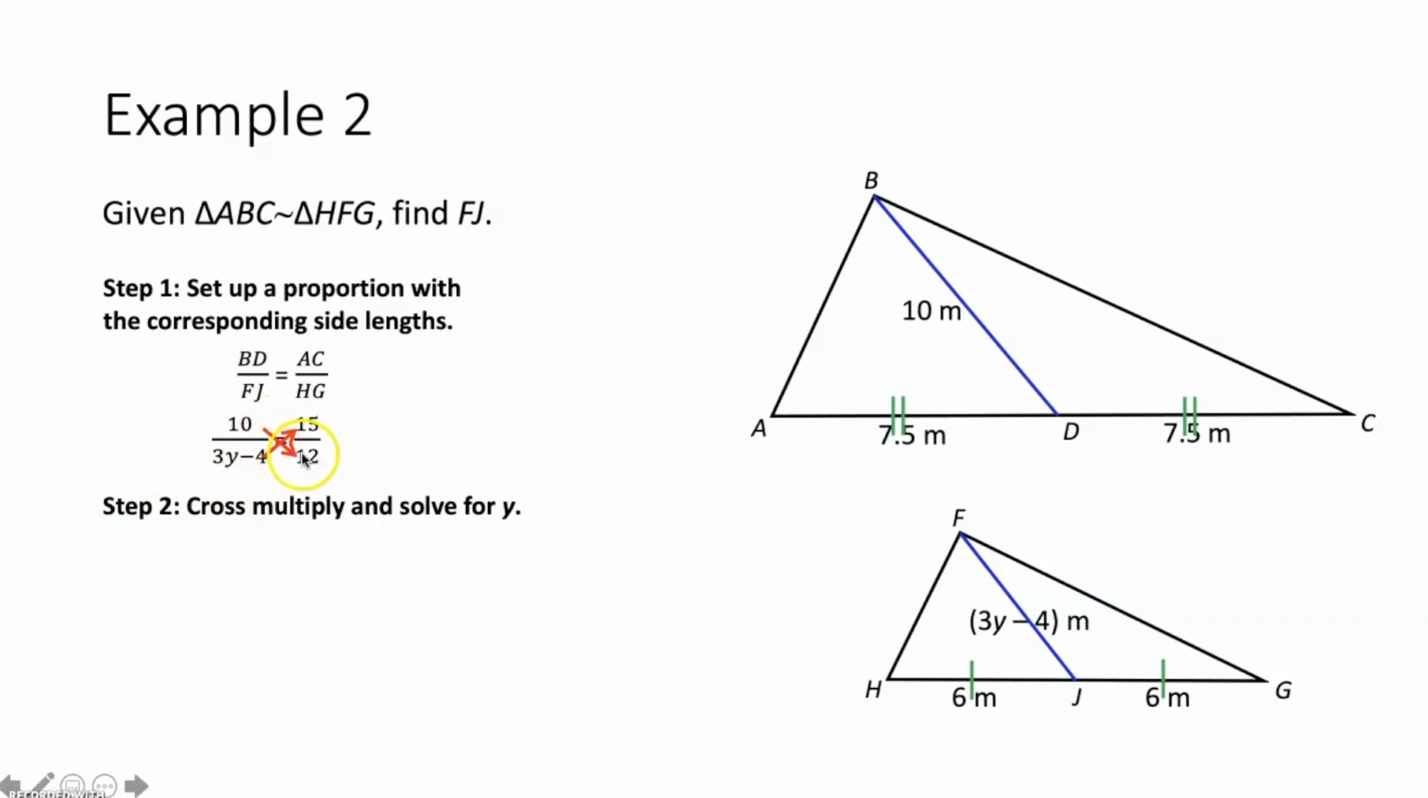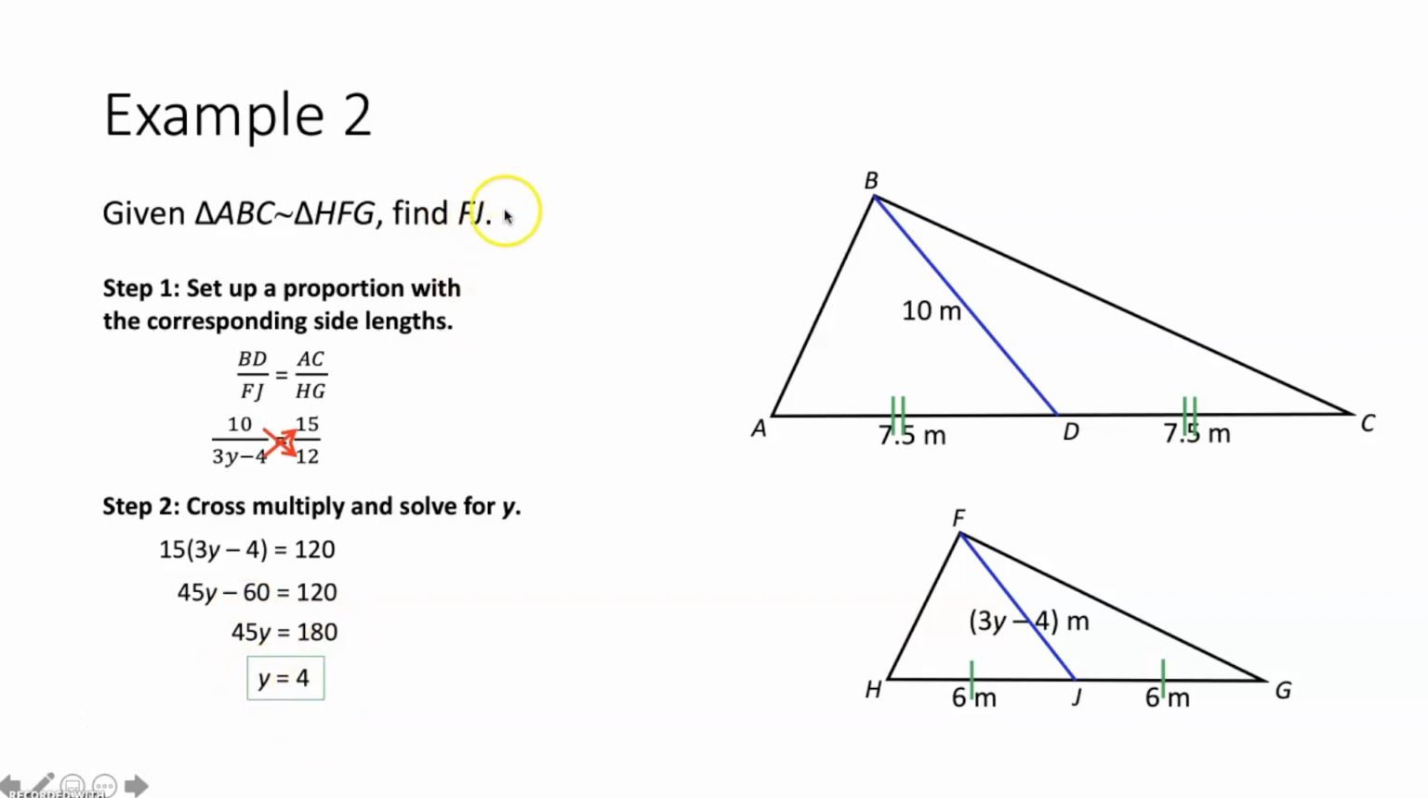So I take 10, multiply it by 12, and I get 120. Set that equal to the quantity 3y minus 4 times 15. Now, when you multiply this quantity times 15, you need to make sure to distribute that 15 to the 3y and to the negative 4. You can then solve for y by adding 60 to both sides, dividing both sides by 45, and you get y is equal to 4. But we're not done.